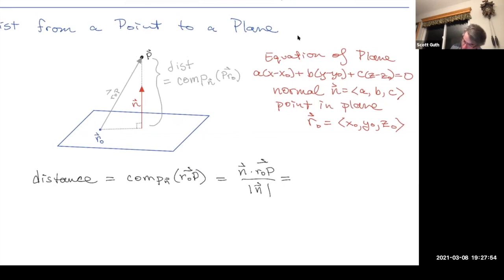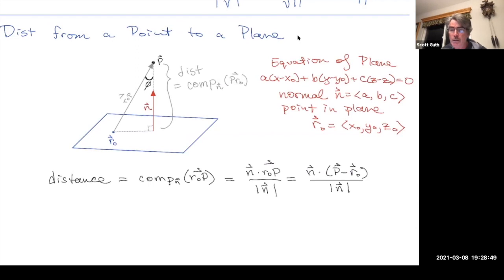So you could write this as n dotted with p minus r naught, because that's the vector that connects r naught to p, and then divide that by the magnitude of n. And that is very similar to the last one, but with a dot product, because the angle we're looking at is this angle here. You can think of that as theta, and what we need is the side adjacent to theta, so that's a cosine. And when you need a cosine, then you're doing the dot product. So the cosine is hidden here inside the dot product, and that's what's giving us the side we need. Okay, any questions about this?